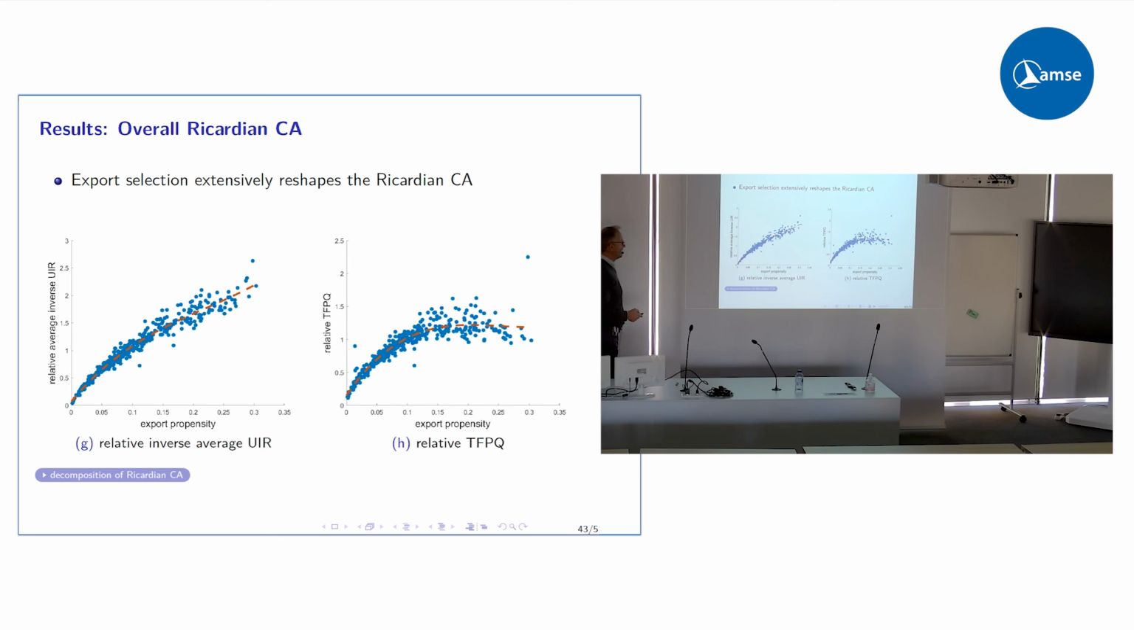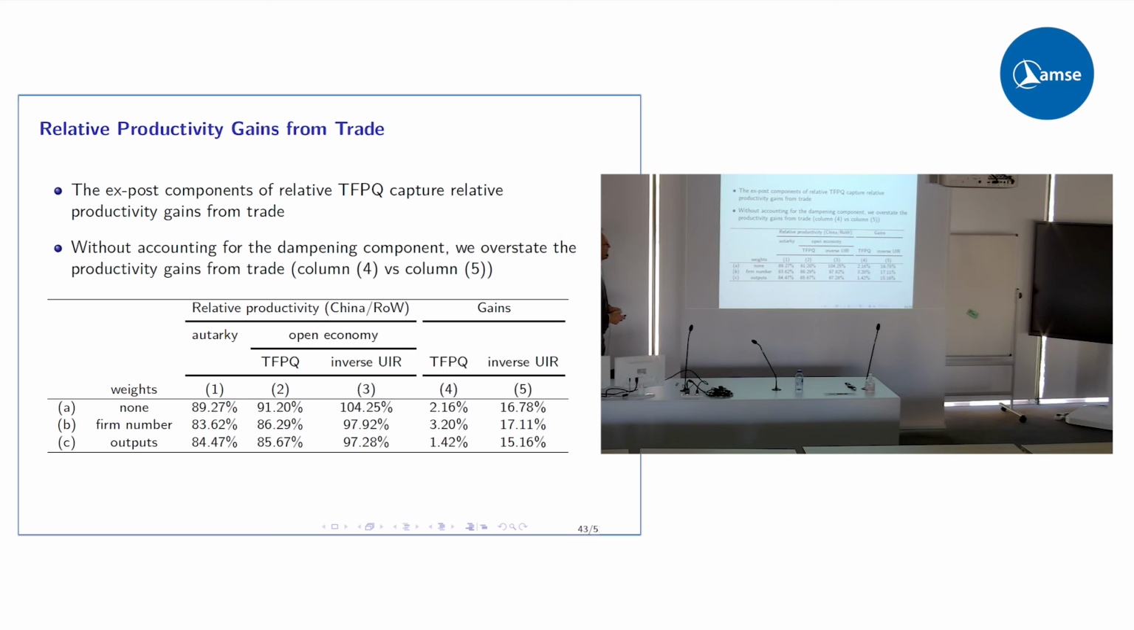And then, I mean, export selection extensively reshaped Ricardian comparative advantage. So we have relative average inverse UER, again here, and these measures of unweighted and weighted TFP. And what you see is that export propensity is the selection part of the story, because if we didn't have selection, then all firms would export or would not export. So this is really showing you how the selection is important for the analysis.